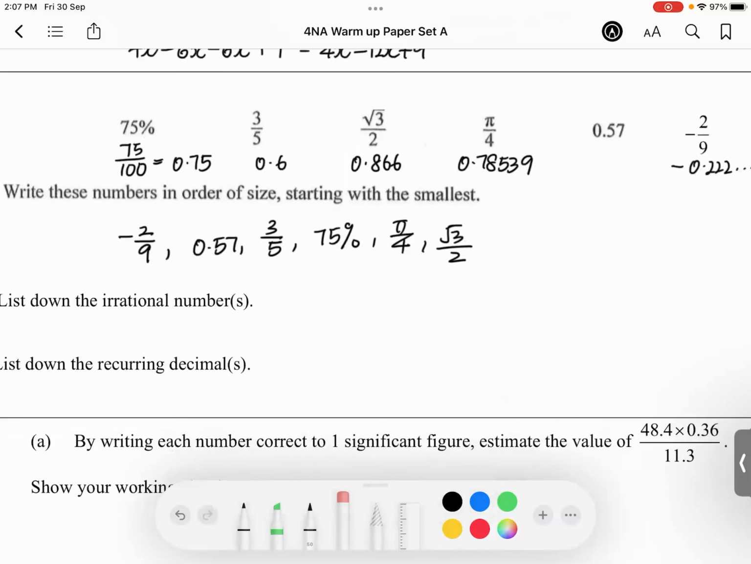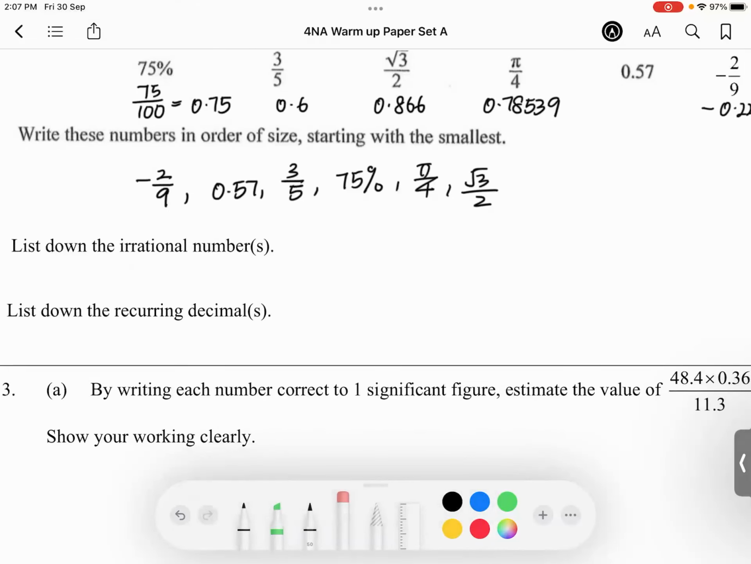Okay, next part of the question. The question says, list down the irrational numbers. What are irrational numbers? Anyone know? Irrational numbers are numbers that do not end, and numbers that cannot be written as a fraction.